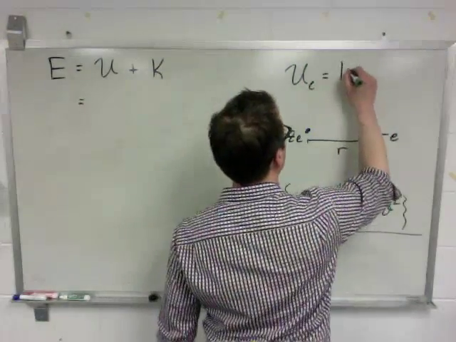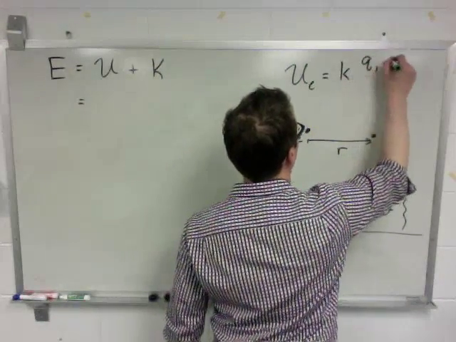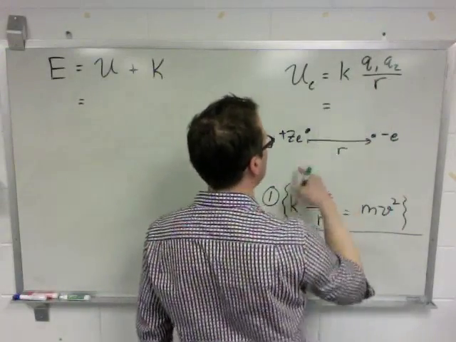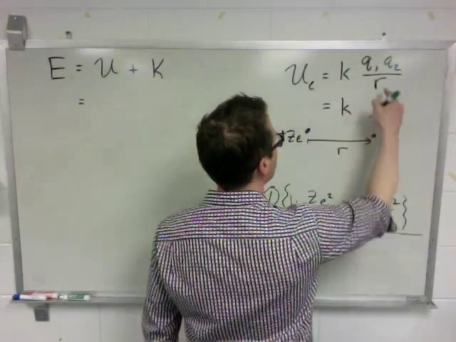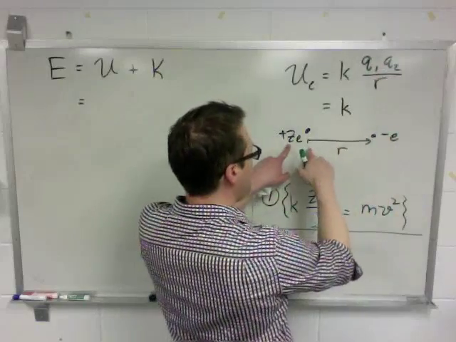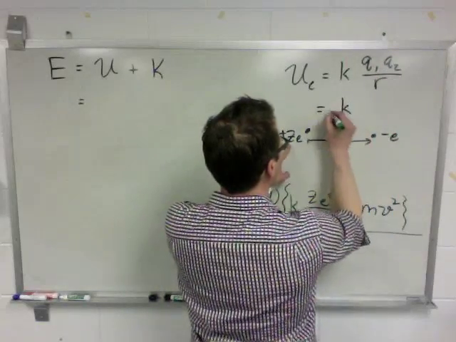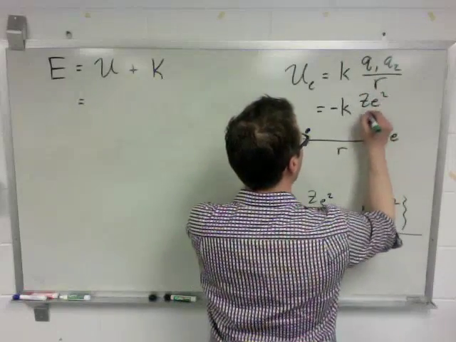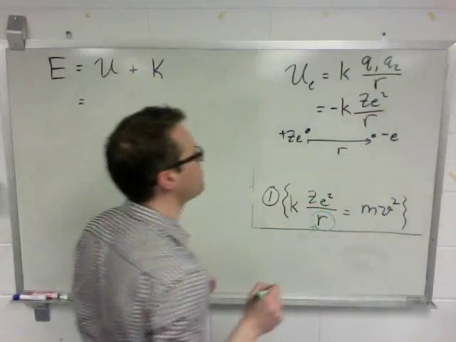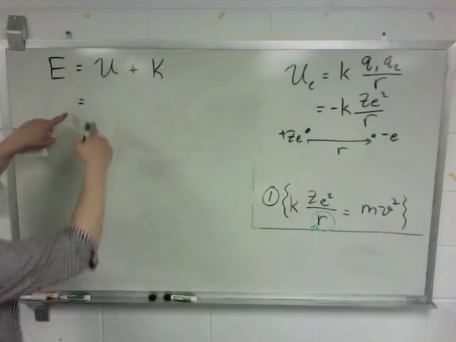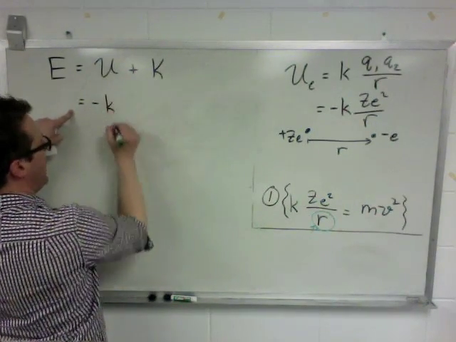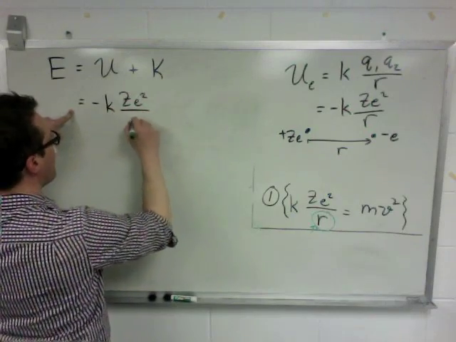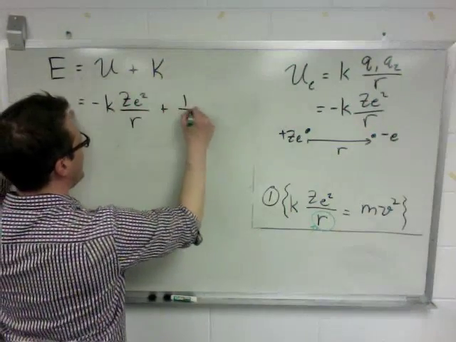Well, we learned before that that's K, Q1, Q2 divided by R, which in this case would just be K times ZE times negative E. So this actually winds up being a negative number. And I've got a Z times E squared divided by R. And so my potential energy is negative K Z E squared divided by R. And my K is just what you would expect.